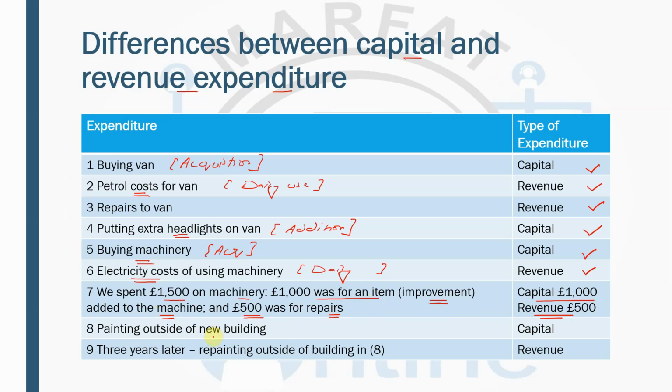Painting outside a new building. So this is the first time expenditure. You are making a building and for the first time you are painting it. This is a capital expenditure. Three years later, you are repainting the building. Now you are maintaining it. Maintenance is a revenue expenditure. So I hope with these examples, you are quite clear regarding the concept of revenue and capital expenditure.